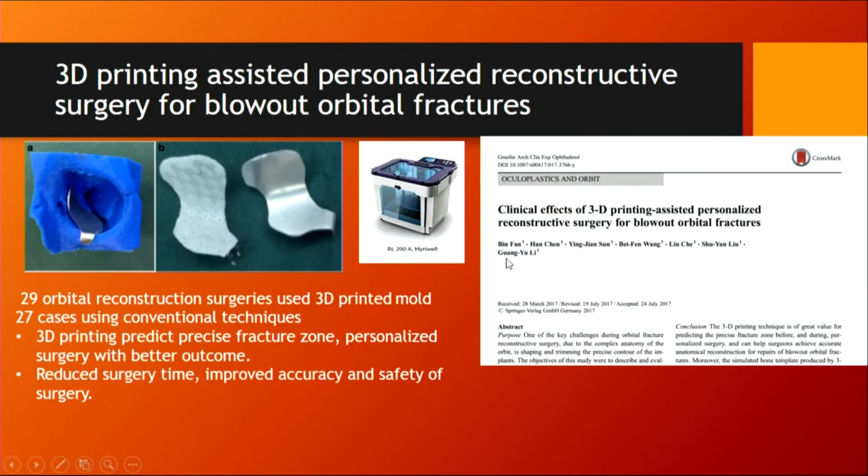Binfran from China compared 27 orbital reconstructive surgeries that used 3D printed molds with 27 cases using the conventional technique. He found that 3D printing predicts precise fracture zones and enables personalized surgery with better outcomes. It was also found that it drastically reduced surgery time and improved the accuracy and safety of the surgery.